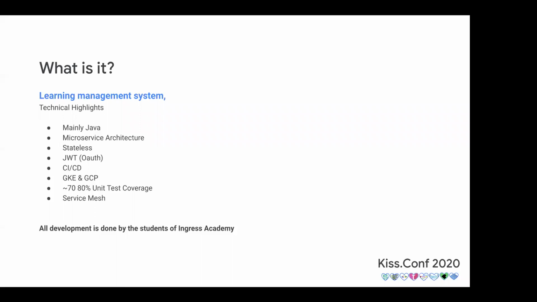Today I'm not going to talk about the business side of it, but the technical side. If you see, I have highlighted some of the technologies we use. We develop this application mainly in Java. We use microservice architecture, with stateless microservices for scalability. We use JWT and OAuth, and we use CI/CD. The application is running in Google Kubernetes Engine, in Google Cloud Platform. We have 70 to 80% unit test coverage, and we use some advanced concepts like service mesh, etc.